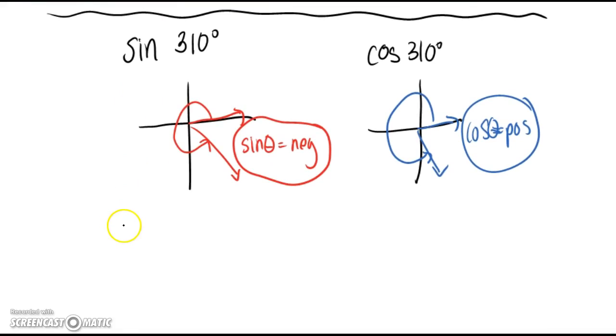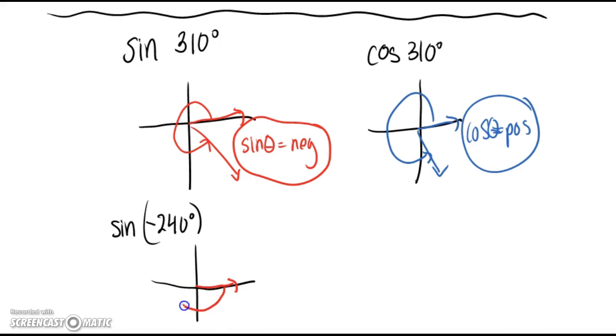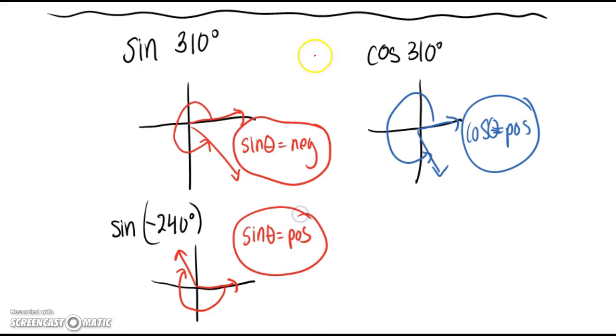So let's find out what's happening to the sine and cosine of negative 240 degrees. So starting with sine of negative 240, if we sketch a graph of that angle, it's negative, so we'll be going around in the clockwise direction. It terminates in quadrant 2. In quadrant 2, sine is positive, and that's because your y-coordinate is positive.